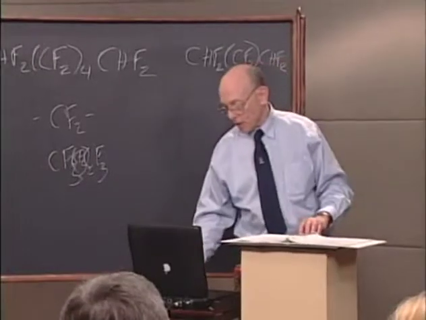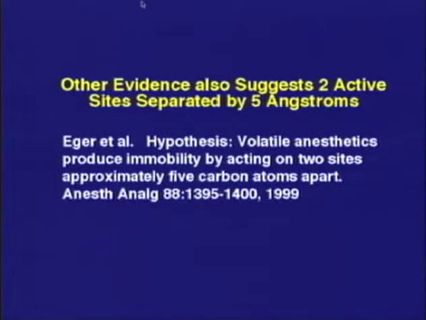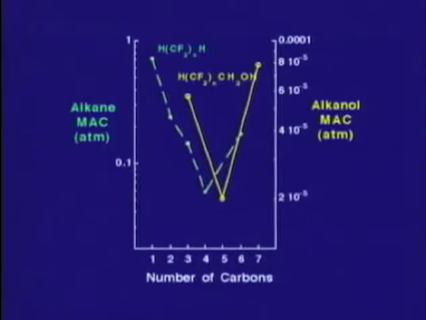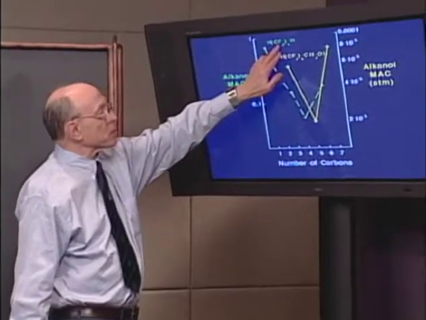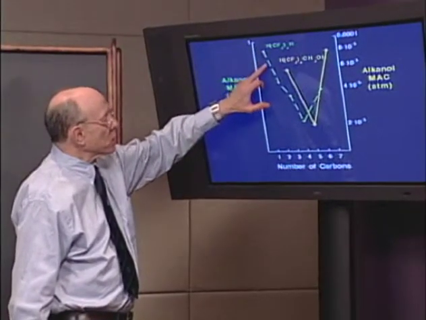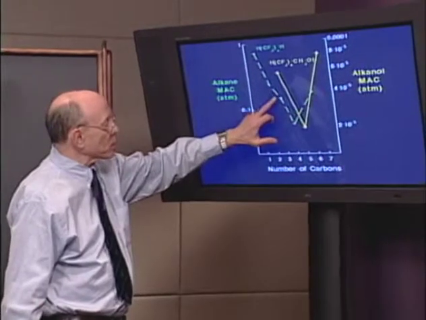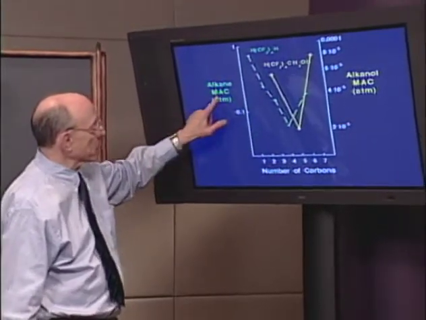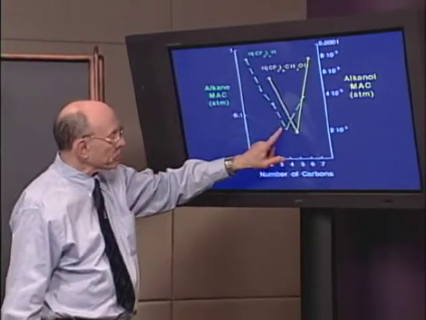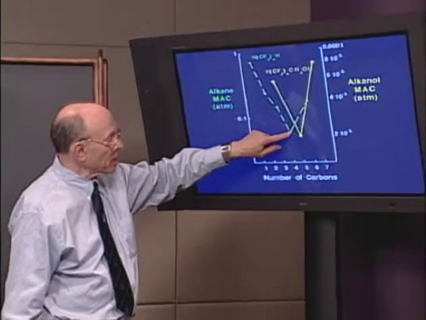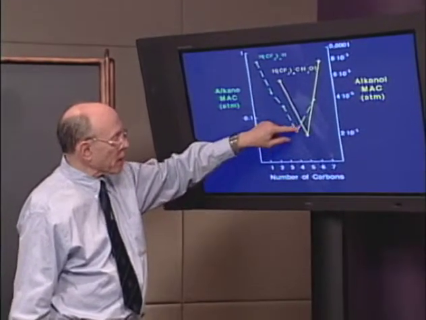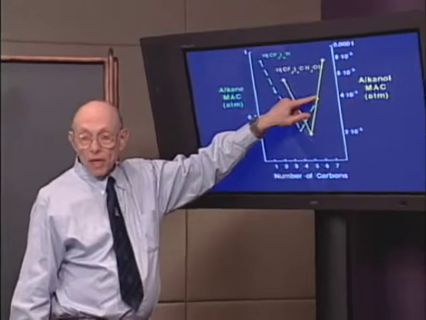And the experiment that was done that suggests the 5-carbon hypothesis, that was the publication. And here's the experiment. In the experiment, we took compounds that had a hydrogen on either end and added CF2 groups in between. And as you do, you increase the potency of the compound. So this is the alkane's MAC, up to 4 carbons. But then when you go past 4 carbons, you find that potency is lost.